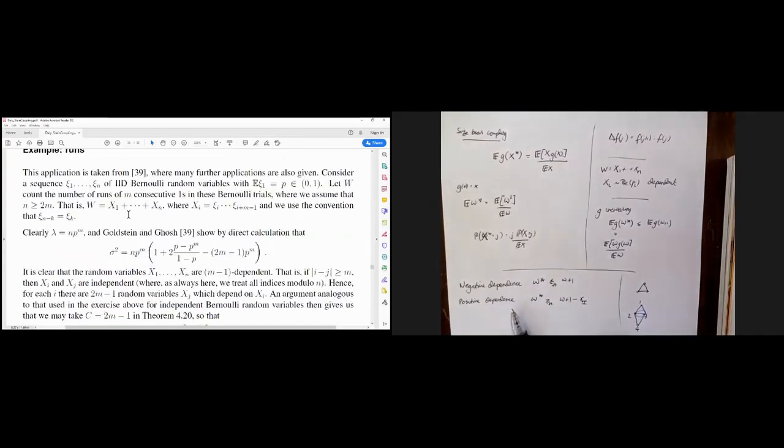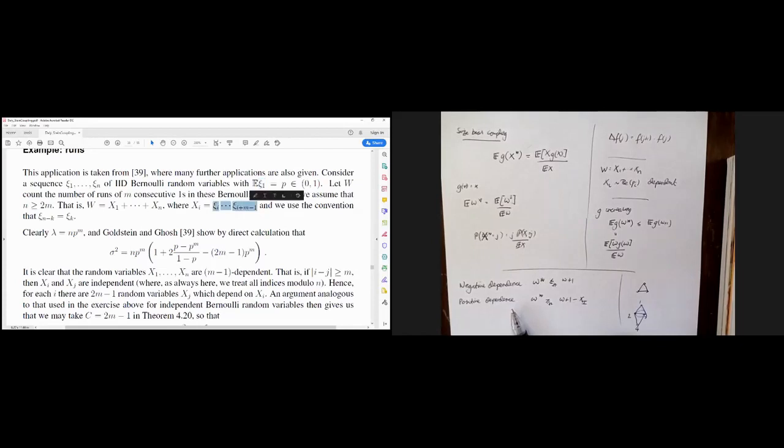Slightly more interesting example. Let's think about a sequence of coin tosses where each of my coins comes up heads with probability p, and what I want to do is count the number of runs of m consecutive heads in a sequence of coin tosses. So think of heads as corresponding to a 1 with these Bernoulli random variables, tails as a 0. So I want to count how many.